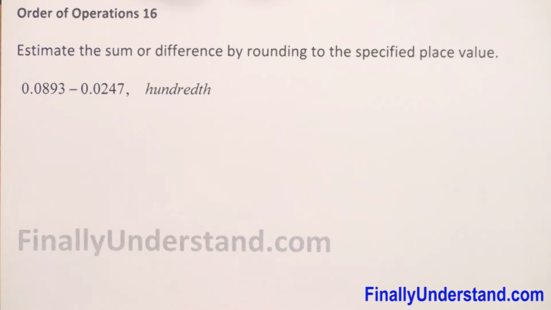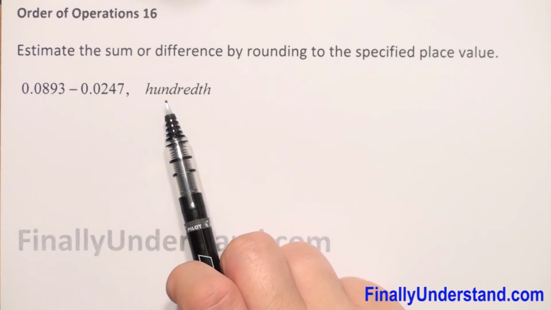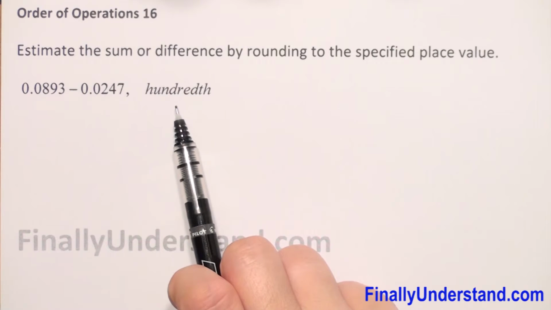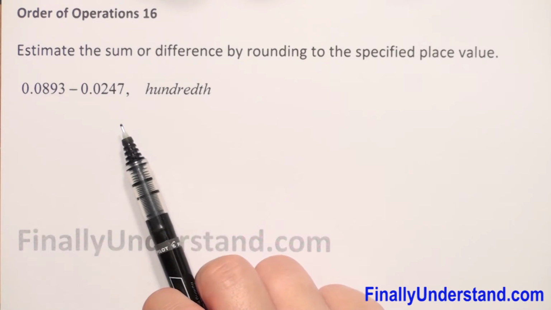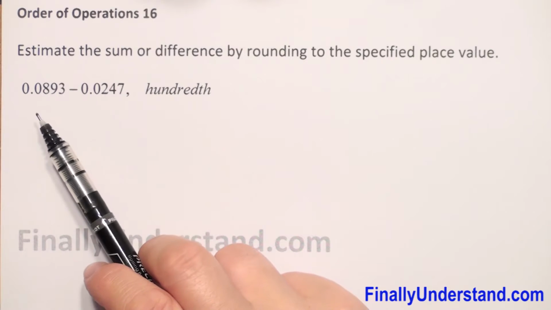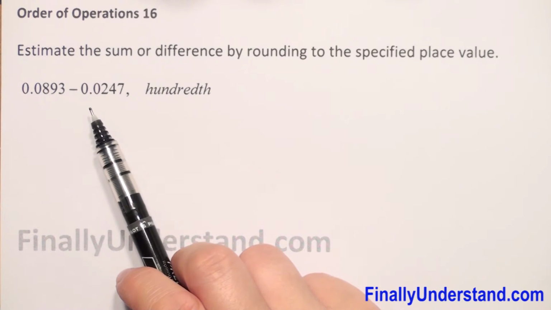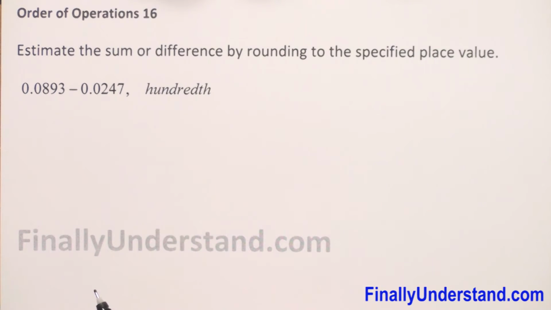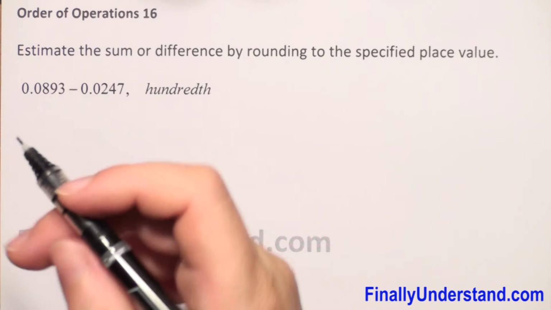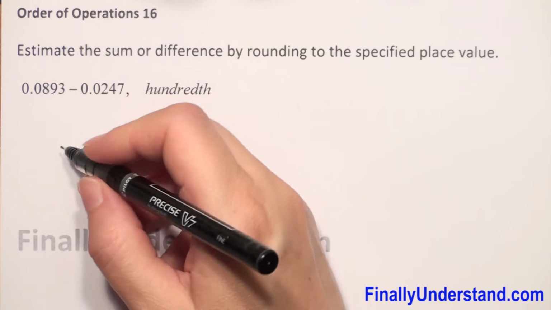We have the next example. In this example, we have to estimate the difference by rounding to the specified place value. In this example, we have to round to the hundredth. So first, we have to round each number to the nearest hundredth. So it will be, let me copy our two numbers.